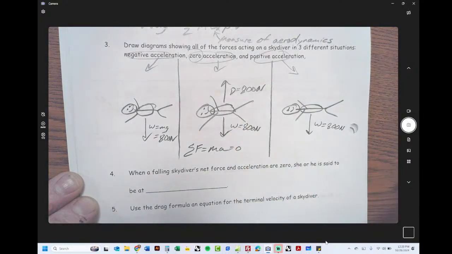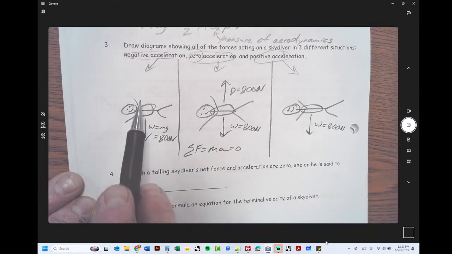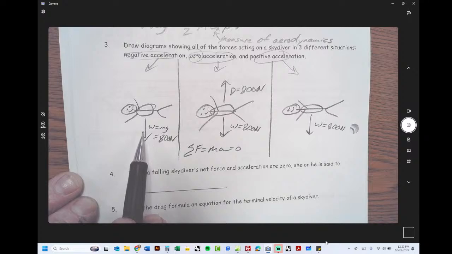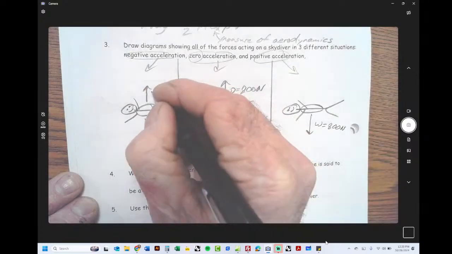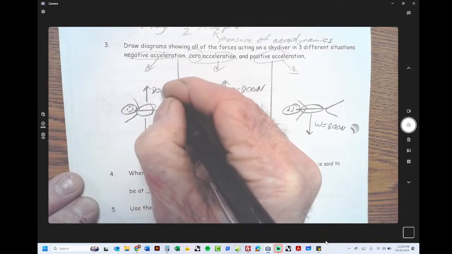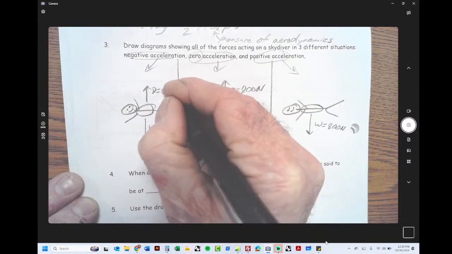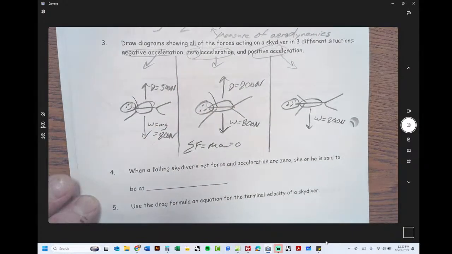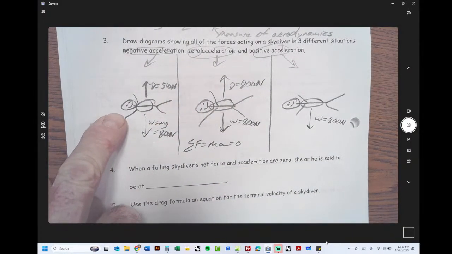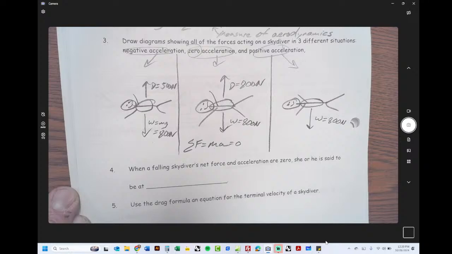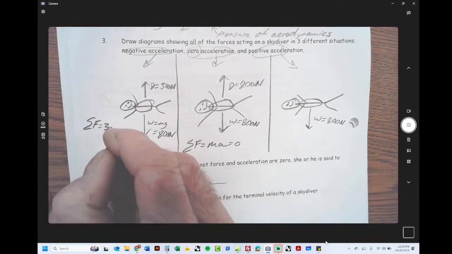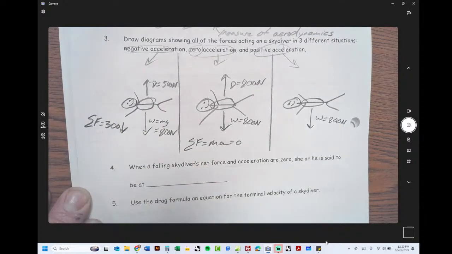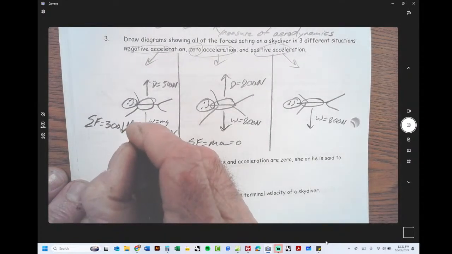Okay, so if we've got negative acceleration, what does that tell us about the drag force? It's less. So I don't know. Let's say drag is 500 newtons. So what's the net force acting on this skydiver? Net force is, I'm just going to do 300 and use a down arrow, 300 newtons downward.